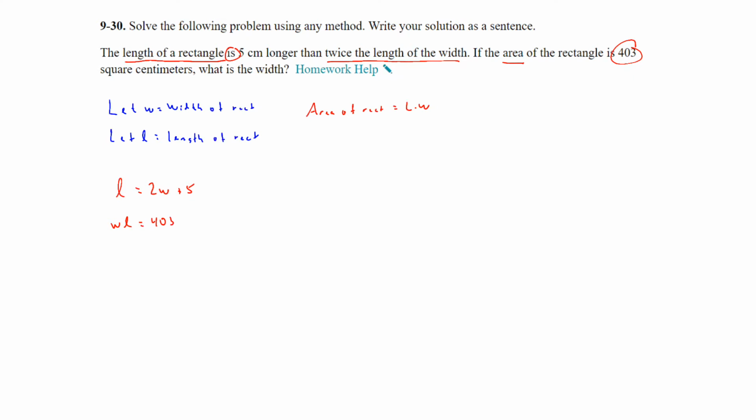So what are we going to do to solve this? Well, we know the length is twice the width plus 5. So what if we substitute that in for the length? So W times 2W plus 5 is equal to 403. And then now we can go ahead and distribute. So that's 2W squared plus 5W. And then we need to subtract 403 to the other side because we need to set it equal to 0. And then from there, we can solve the quadratic using any method.